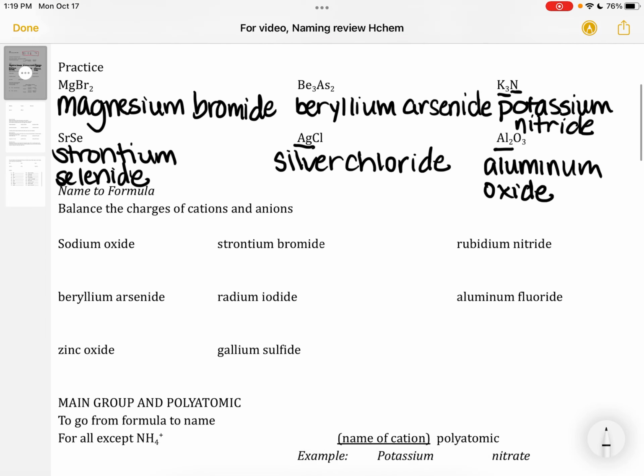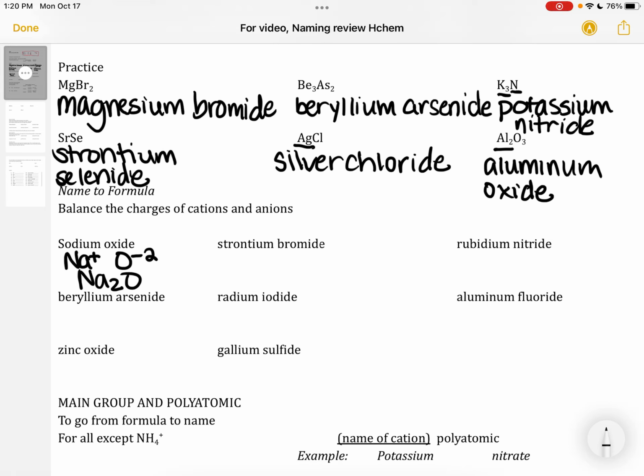Okay. Now, going from name to formula, we have to make sure that we're writing down the symbol of each element, but also their charge, and we're going to balance their charges in order to get our formulas. So sodium oxide, I know sodium is a +1, oxygen's a -2. So in order to balance out that -2, we're going to need 2 sodium. So Na2O.